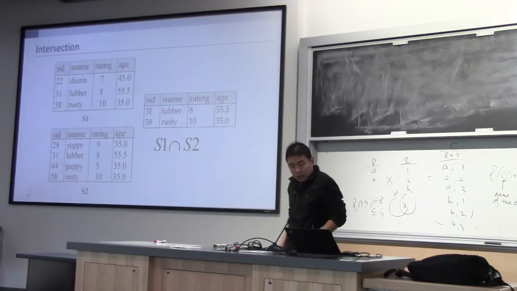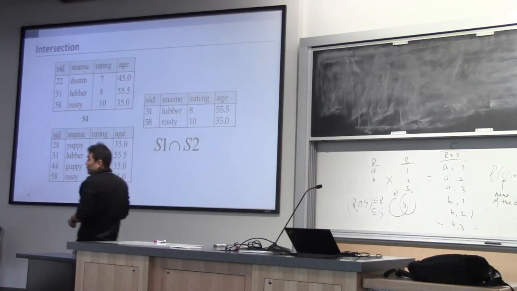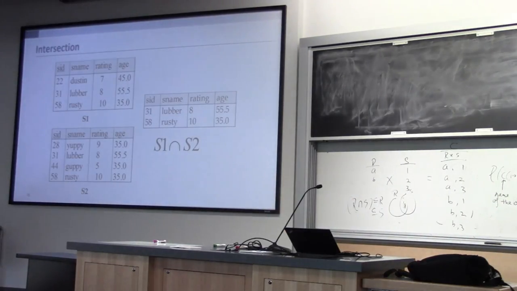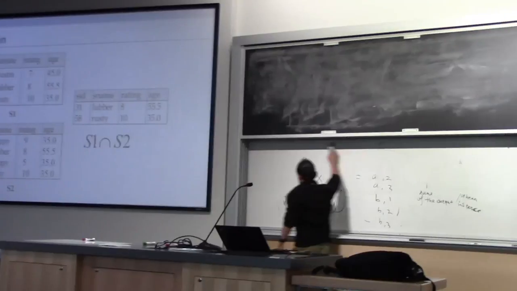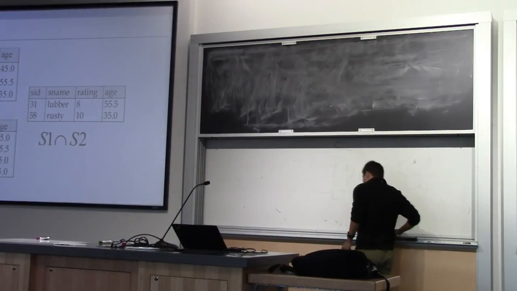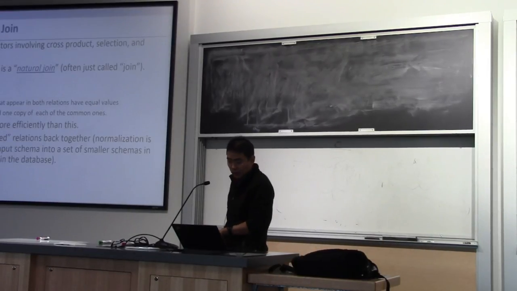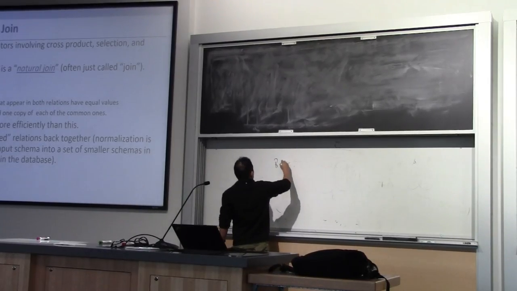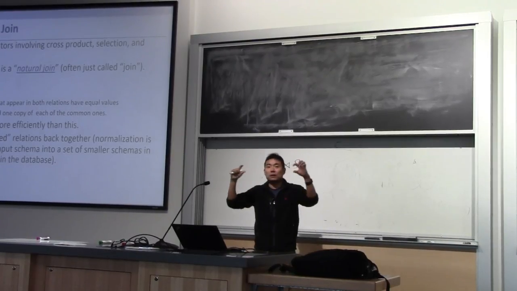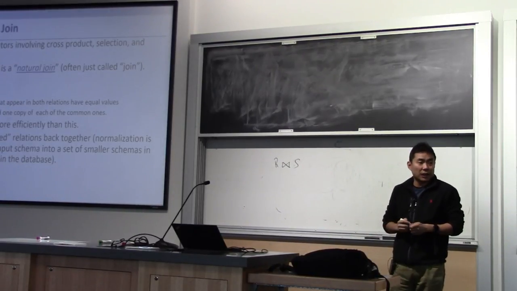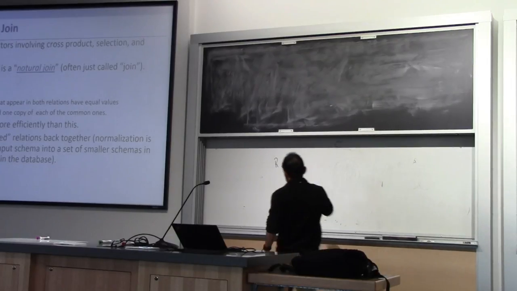Now, the next compound operation I'm going to introduce is called the join operation. The first join operator I'm going to introduce is called the natural join. The natural join is written as two triangles flipped 90 degrees and put together. So R natural join S. What does this operation mean?